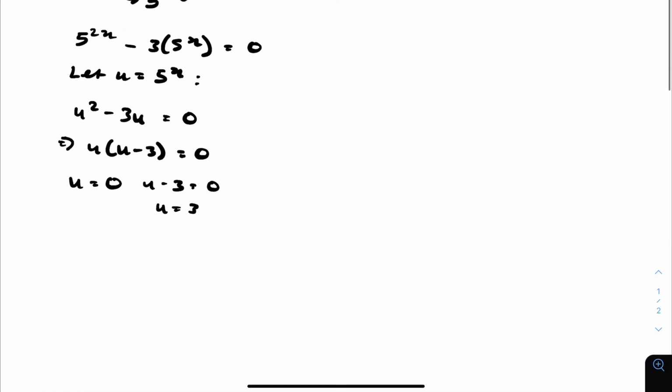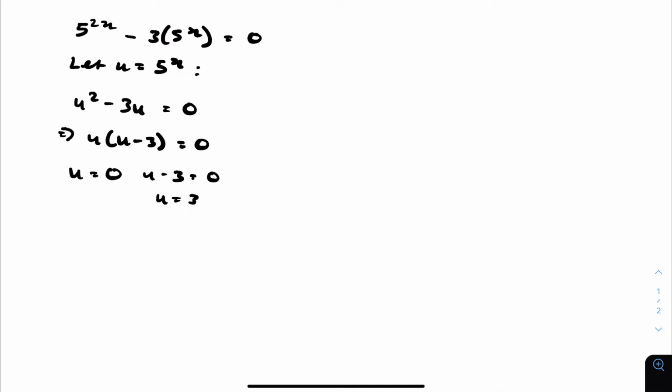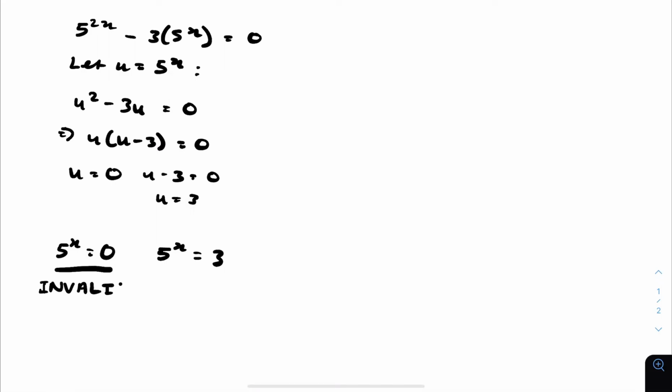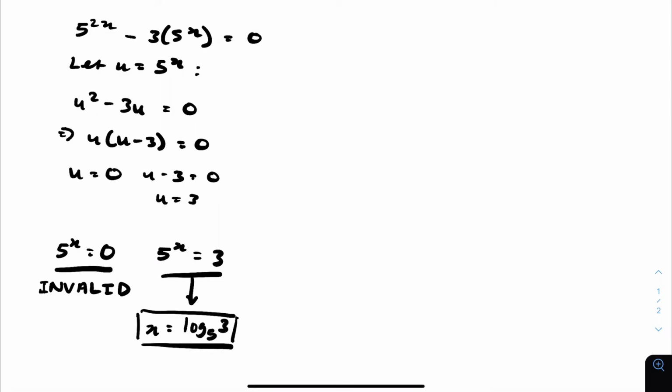Now we need to equate 5 to the power of x to each of these solutions and solve for x. So 5 to the power of x is equal to 0, and 5 to the power of x is equal to 3. However, 5 to the power of x equals 0 is invalid, as something to the power of x, where x is any number, can never be 0. However, 5 to the power of x can be 3. So we can express this as a logarithm as our final answer. So x will be equal to log base 5, 3. So that's part A done.